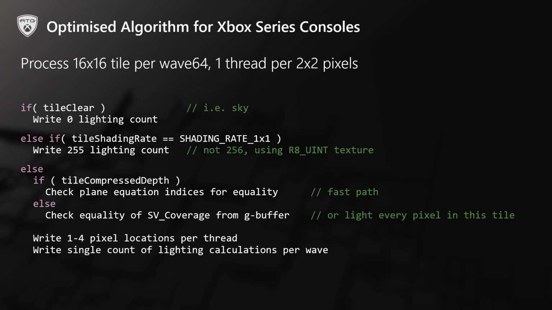So we've checked for either the quality of the SV coverage values or the same plane equation indices, and we know our coverage, we know our shading rate, so for every 2 by 2 pixels, we're going to write between 1 and 4 locations to go and light, and then the post copying operations, the hole filling. And then once for the entire wave we're going to write out a count into this texture, the number of lighting calculations we need to go and do. So no atomic operations there, which helps keep it fast.